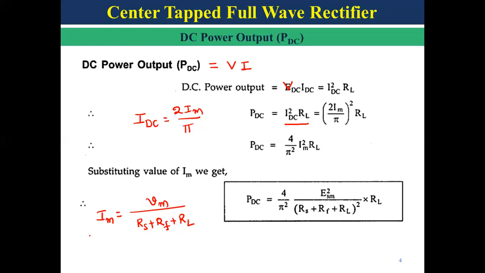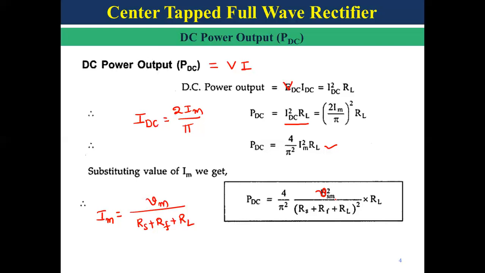Then substitute this Im value in this expression, then we are getting PDC in terms of Vm. So PDC equal to 4 by pi square into Vsm square or Vm square by Rs plus Rf plus RL whole square into RL. So that is the DC output power delivered to the load in terms of voltage.